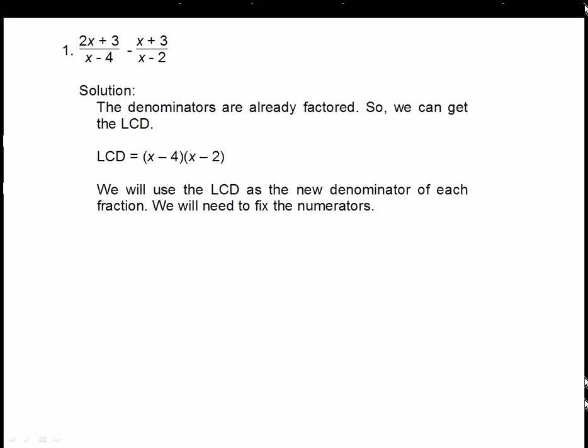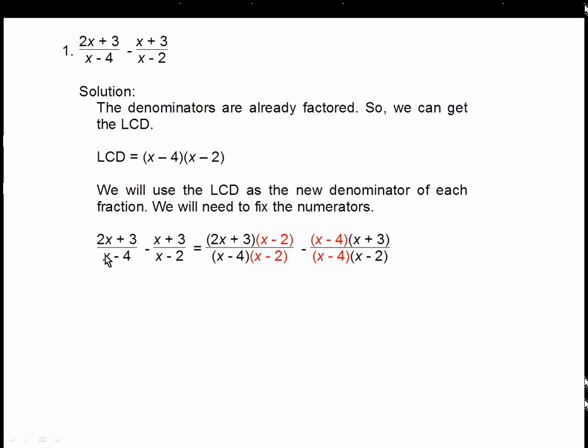So we use the LCD as the new denominator for each fraction. So we're going to need to fix the numerators. Remember, multiply each fraction by factors from the LCD that are not in its denominator. This guy misses x minus 2. This one misses x minus 4. I've shown those things in red. Notice they do have the same denominators now: x minus 4 times x minus 2.